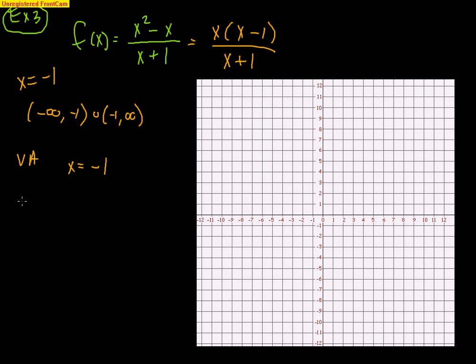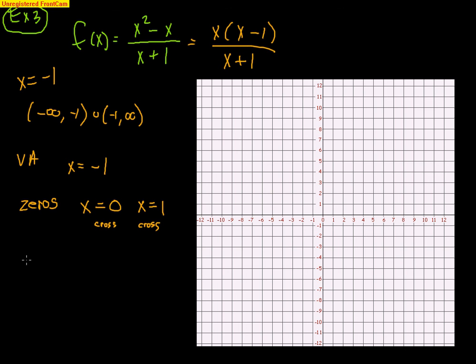Let's see here. Let's talk about zeros. There are two numbers that make the top 0, 0 and... Sorry about this announcement here. I'll keep going. 0 and +1 are my two zeros. And they both have multiplicity of 1s. They're both cross zeros. So they're both going to cross at those points.